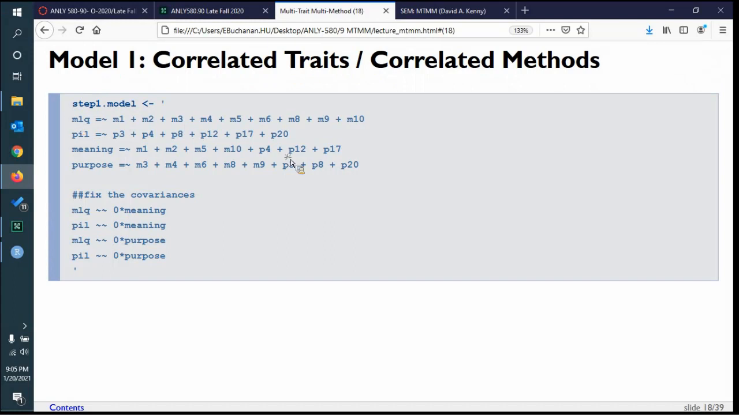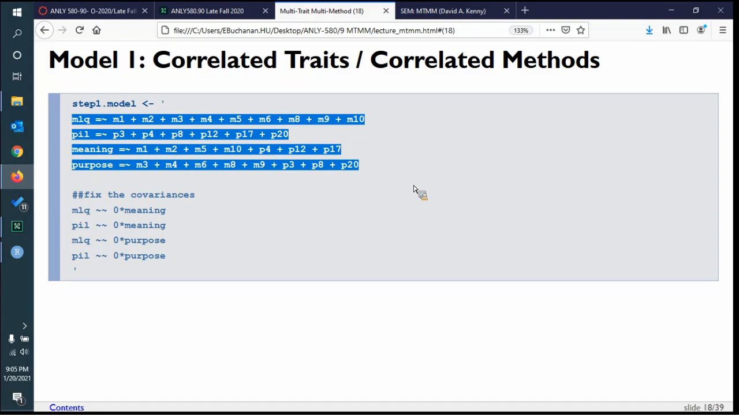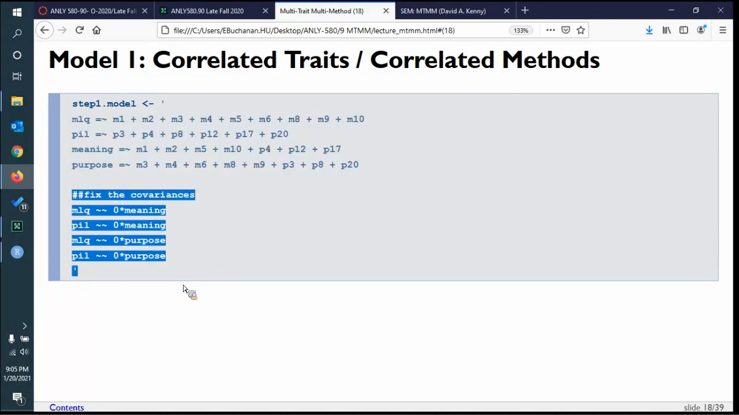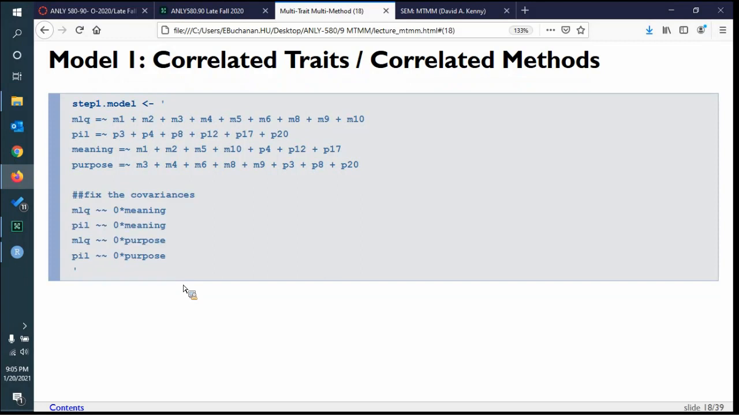But to put those two together, we literally just slap them together. It doesn't matter which one is first, but put the methods model and the traits model in the same code, and turn off the cross-loadings. By cross-loadings here, I mean that the methods latent variables do not correlate with the traits latent variables. They only correlate with each other. It's correlated traits to themselves, correlated methods to themselves. No cross.